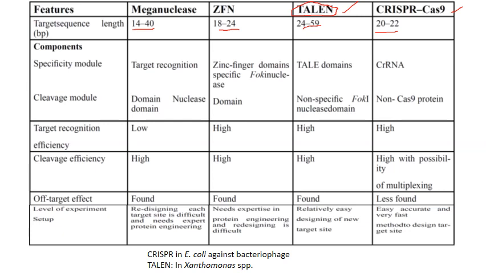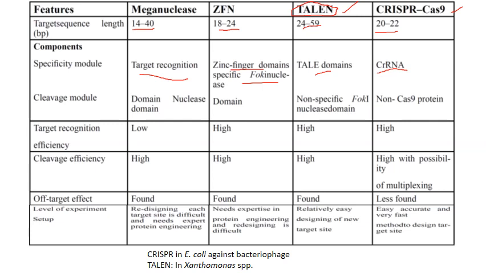Components of these particular types. The specificity module in meganucleases is target recognition. In zinc finger nuclease, it is zinc finger domains. In TALEN it is the TAL domain, and in CRISPR-Cas it is crRNA or CRISPR RNA.